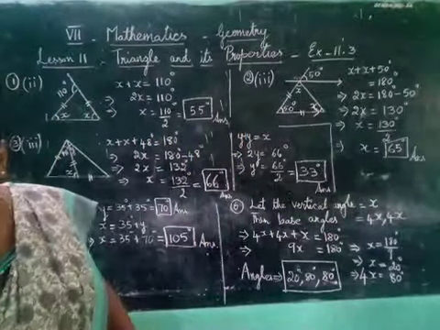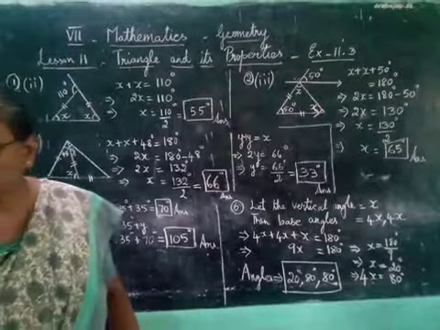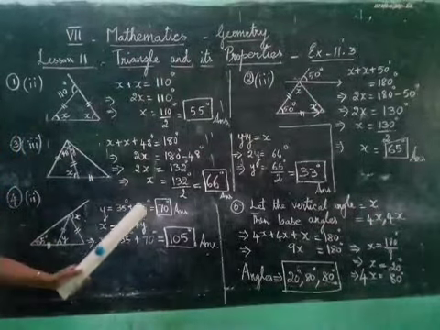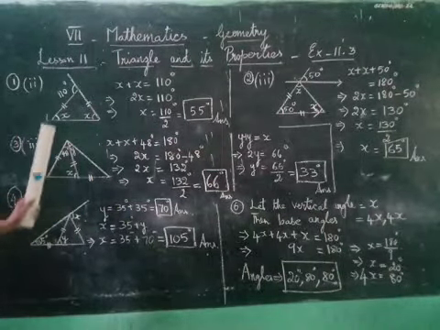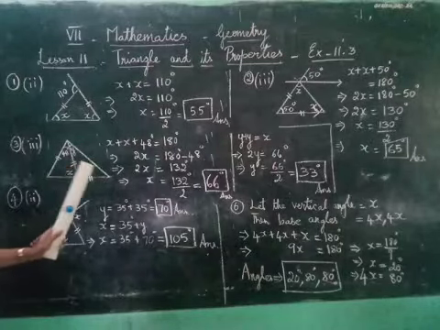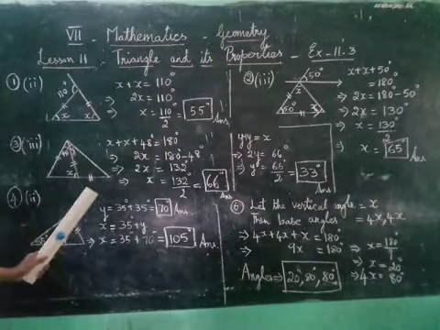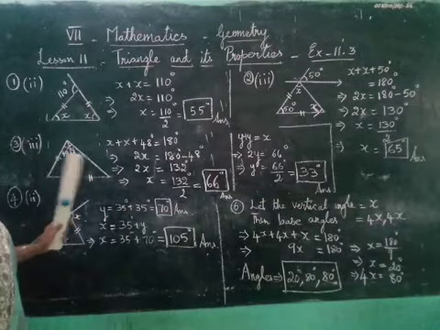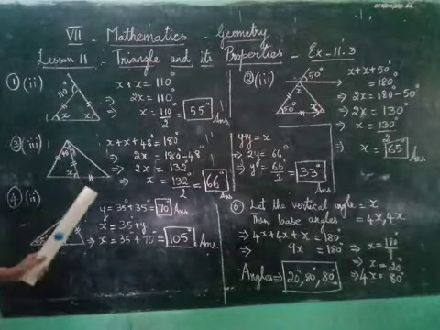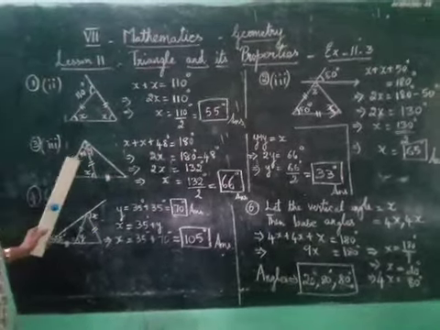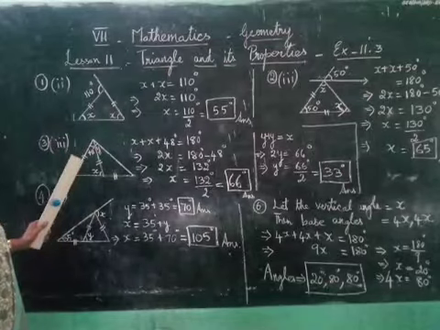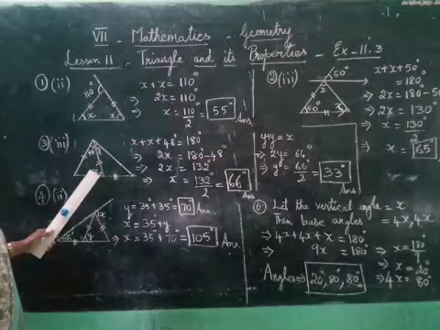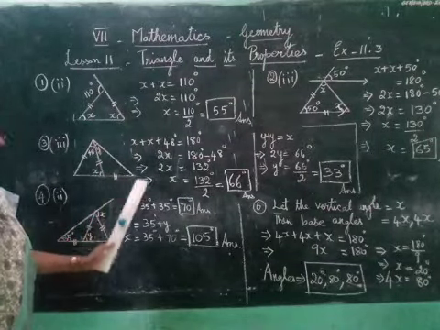Now, you can see the third sum. Find the values of x and y in each of the following figures. In that we will see the third subdivision. Here in the third subdivision, two triangles are drawn within another big triangle. Two triangles are drawn within a big triangle. So, here we have an isosceles triangle, the first one, and another isosceles triangle, which is the second one.